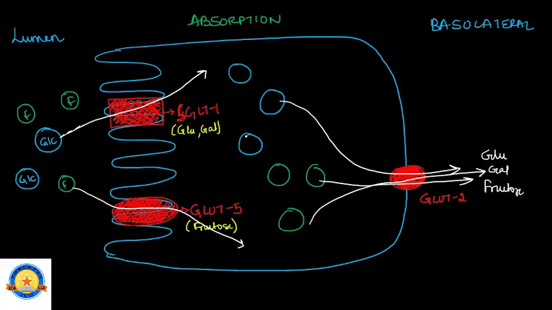What is the name of this cell? It's called the brush border cell or small intestinal cell.